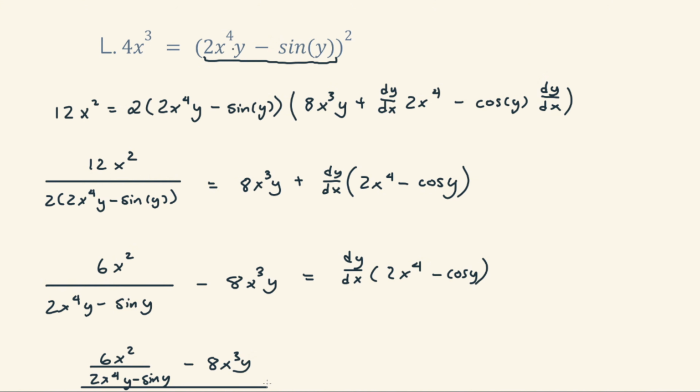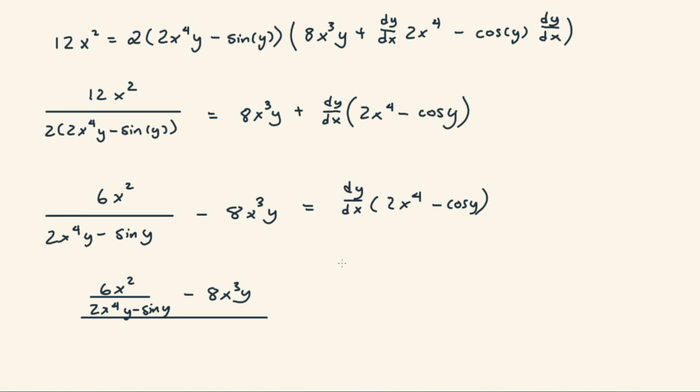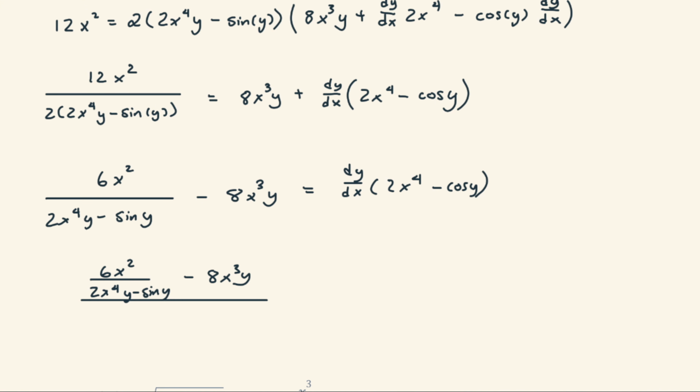all divided by, and let me scroll down a little bit here for you guys, that's all divided by 2x to the 4 minus cos y. Okay, and maybe I'll extend this line a little bit here. All right, and that's going to be equal to dy over dx. Okay. Now, actually, yeah, we can simplify this a little bit more too.